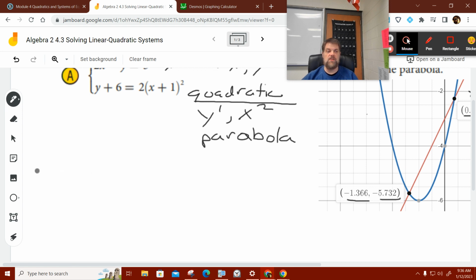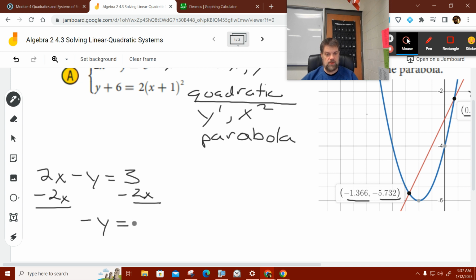So I'm going to take the first equation, which is 2x minus y. I've graphed them both. Now I'm going to solve for y. So to solve for y, I'm going to subtract 2x from both sides. And I get negative y is equal to 2x.